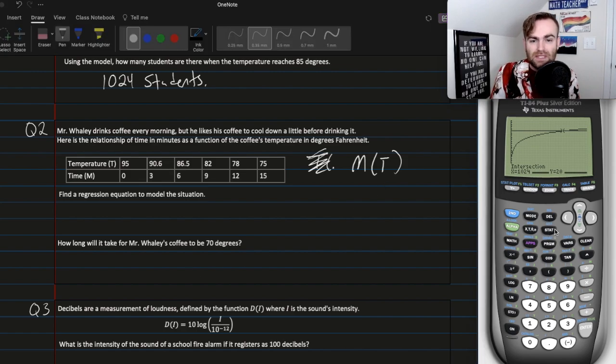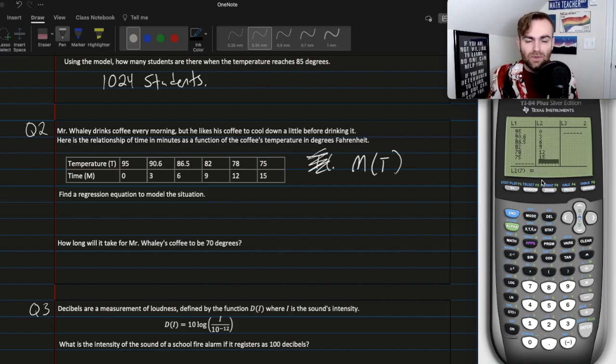So again, we're going to go to stat, and we're going to edit our table here. Remember, we're going to clear our list. We're not going to delete them. And then we're going to type in our data. So we'll start with the x's. That would be 95. Same number in both lists. That's a good sign. So off the bat, we don't necessarily know what the relationship's going to be. The outputs look to be increasing at the same amount, so maybe it's a linear function. So stat, calculate, let's try a linear regression.